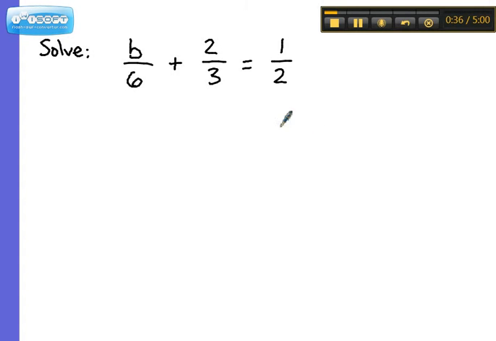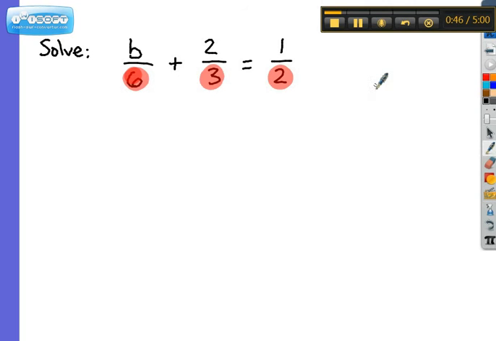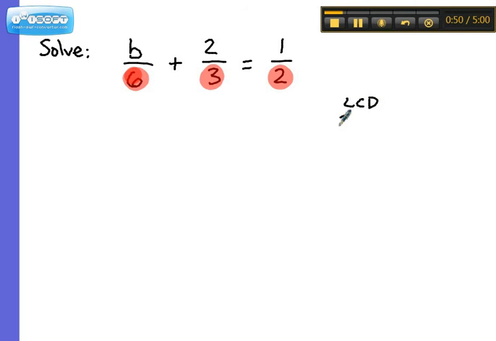Well, we're going to have to take a look at all of the denominators. So let's see here. We got 6, we got 3, and we have 2. So I want to find the least common denominator between 6, 3, and 2. Now there's a couple different ways that you can find the least common denominator. Probably one of the easiest ways is by making a factor tree for each of your numbers.